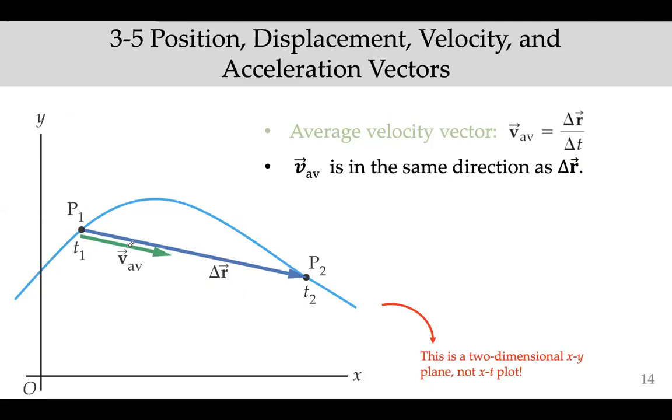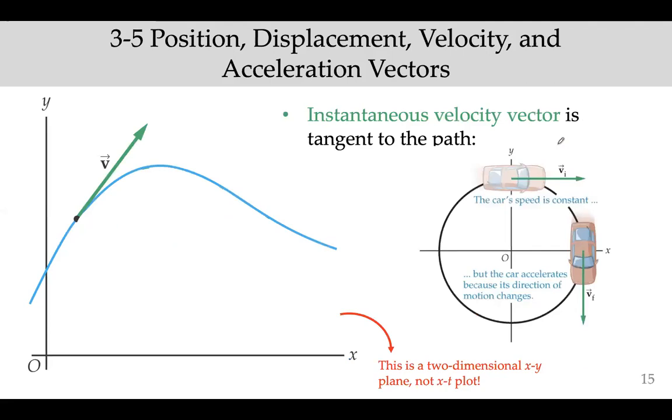So in this case, this would be the average velocity vector between points P1 and P2. Of course, for different points, the average velocity vector will be different. If you go from, let's say, P1 to, let's call this point P3, then this is the delta r vector, and the average velocity vector will be in the same direction as delta r again, but it will have some different magnitude because you are dividing it by some number.